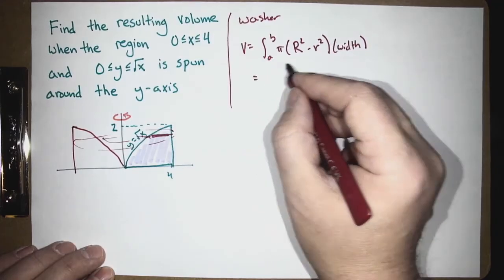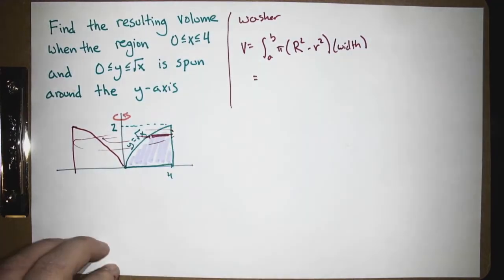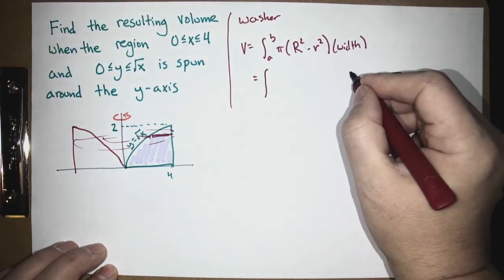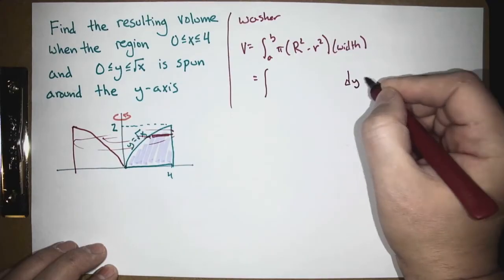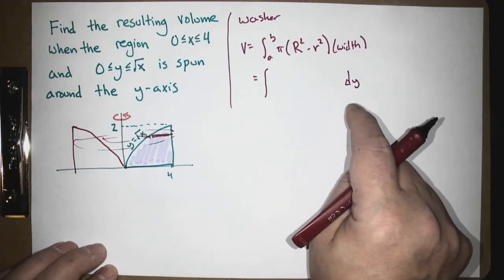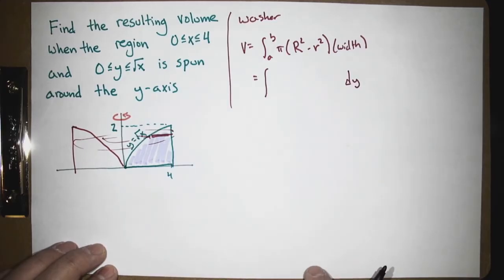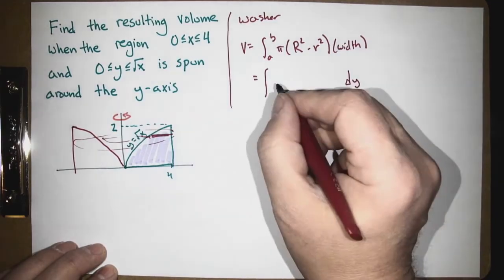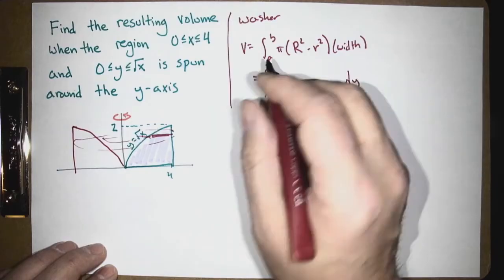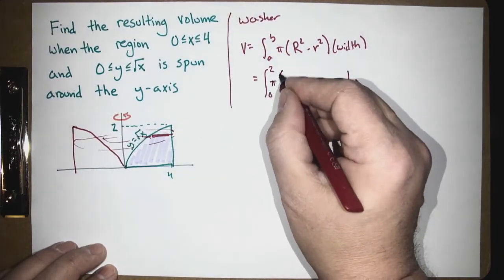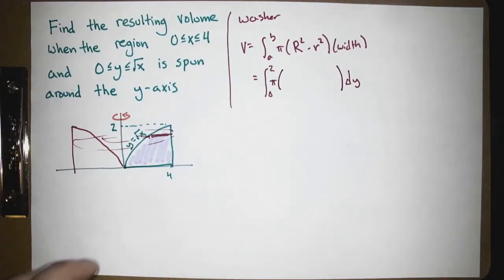Now, we have to think about this. We're doing horizontal slices, so we're integrating with respect to y. That tells us our width is going to be dy. What will our bounds be? We're integrating with respect to y, so we need y bounds. Where does y go from? 0 to 2. These are y bounds. Pi is pi.